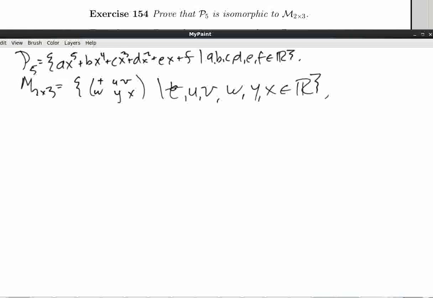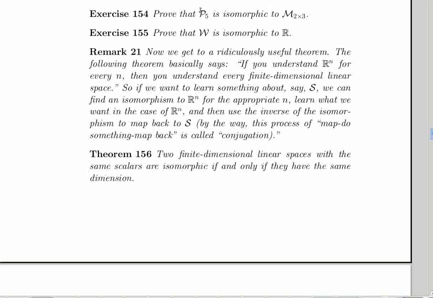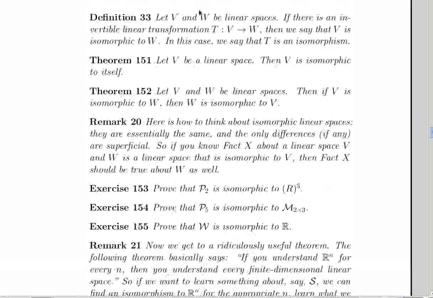Alright, so I need to define a map between these two that will be a linear map, and it also has to be an isomorphism. Now let me remind you what an isomorphism is once more. I have to find an invertible linear transformation. And what I'm actually going to do is show that that map is one-to-one and onto.